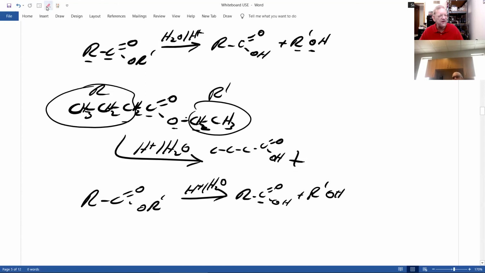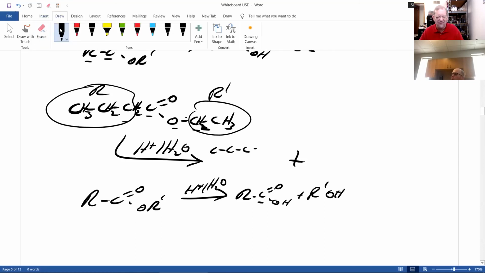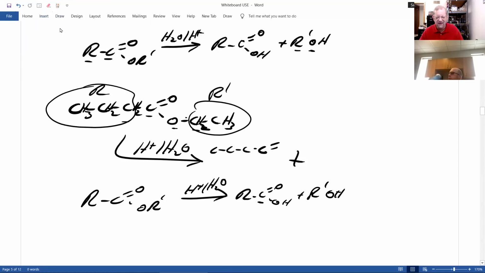And don't forget, there's four bonds to carbon. Then our prime on the alcohol would be this, and you get ethanol. And that's how you do it.